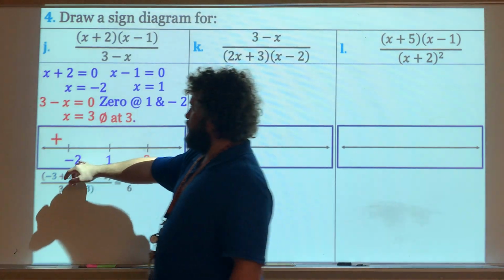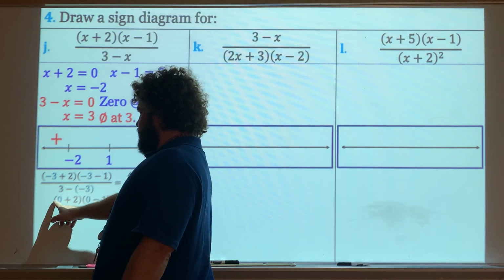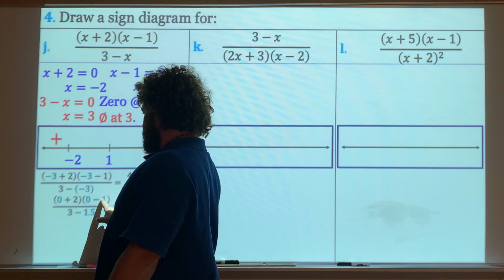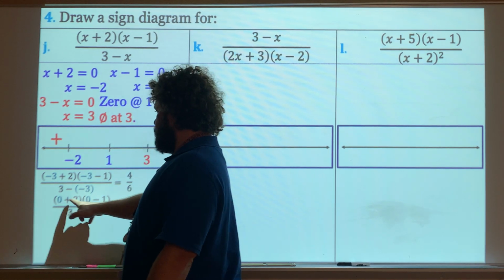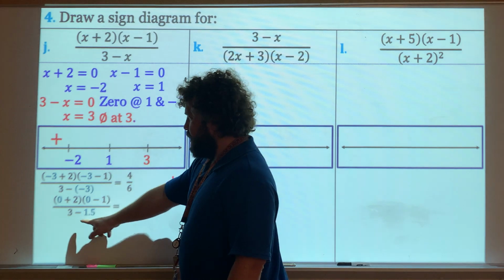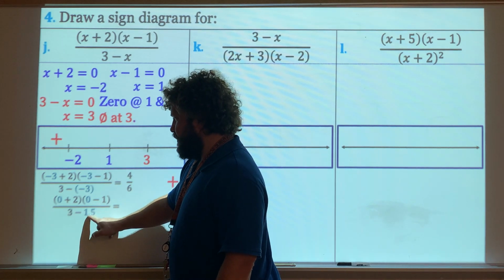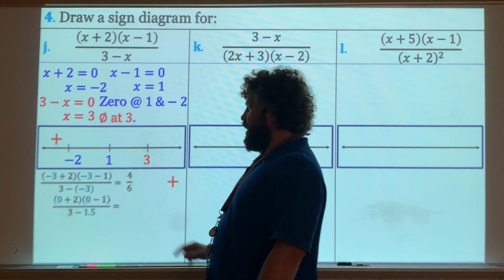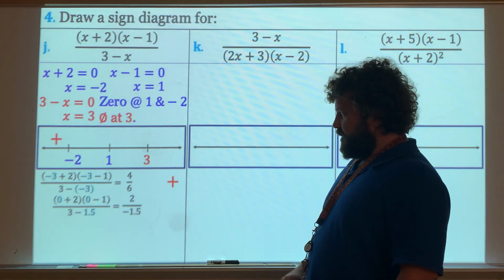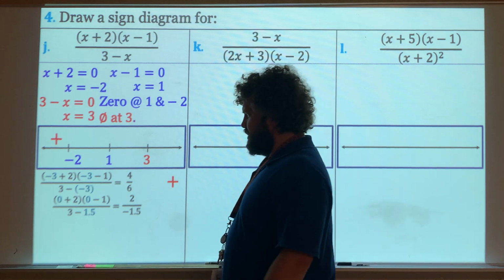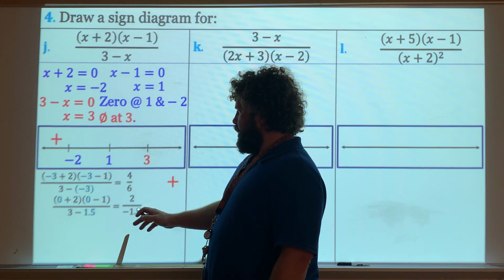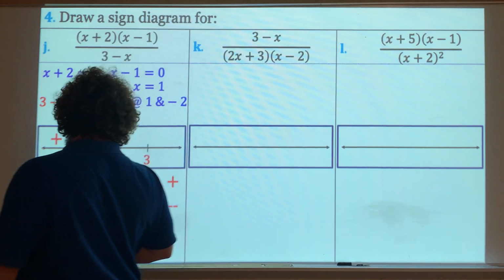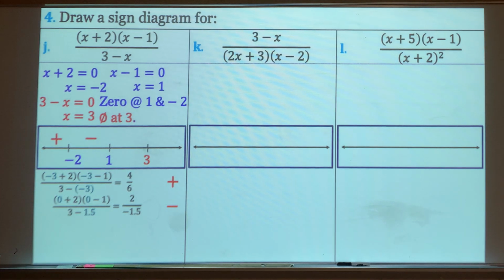Right here, number between negative 2 and 1, 0. 0 plus 2 is 2. 0 minus 1 is negative 1. So 2 times negative 1 is negative 2 over 3 minus 0, which is 3. So negative 2 divided by positive 3. It doesn't matter where the negative is. I just threw it on the bottom. That becomes a negative number. That's all you care about. All right? Got it?